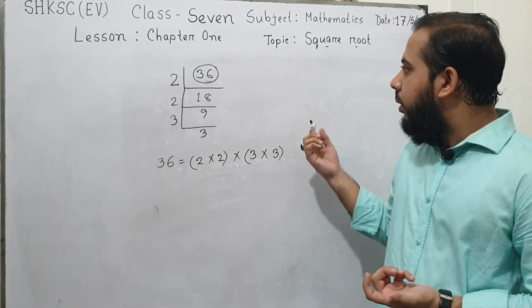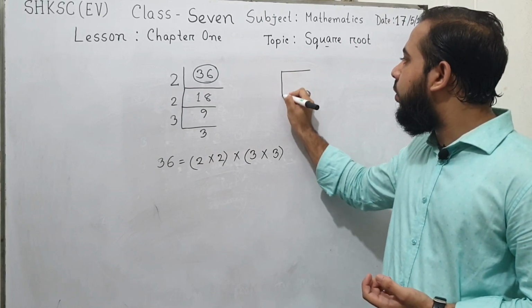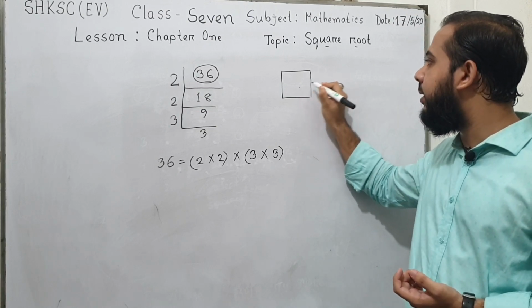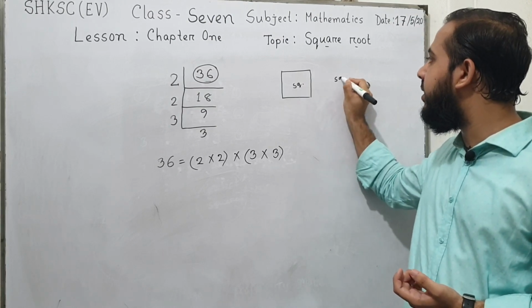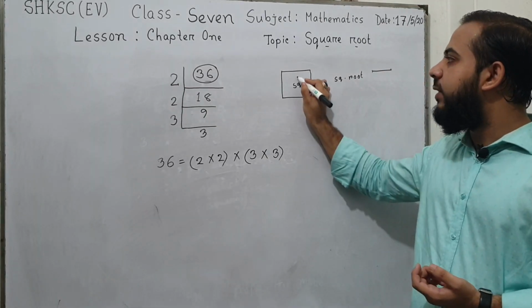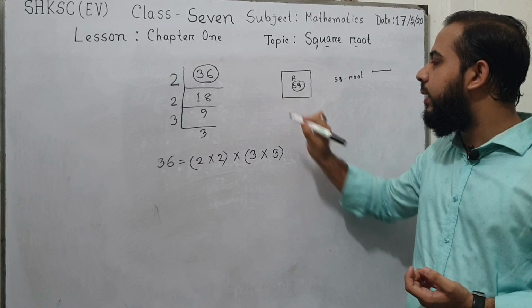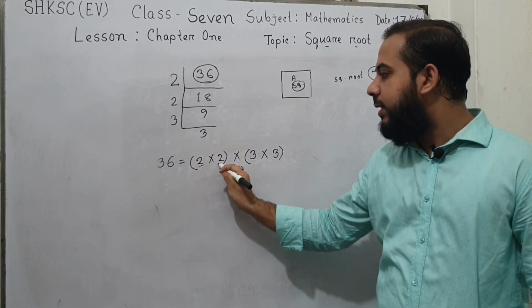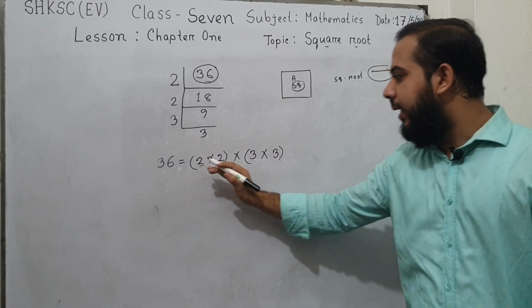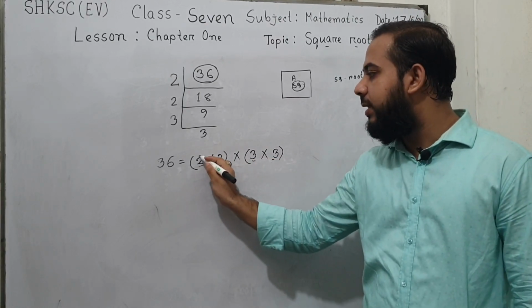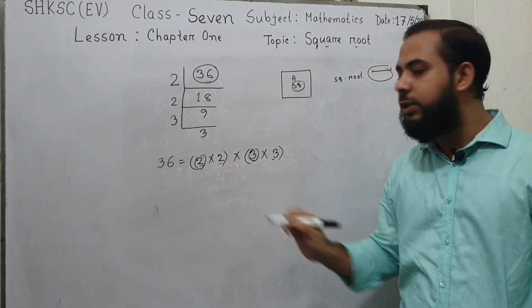Now remember that if the square is given, then the square root is the side. If this is the area, or the square, then the root is only the side. So suppose this is the square, this is the area. What is the side? Only 2. Here the side is only 3.